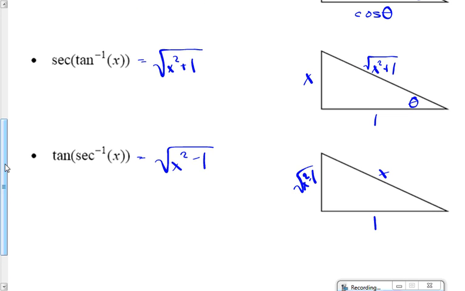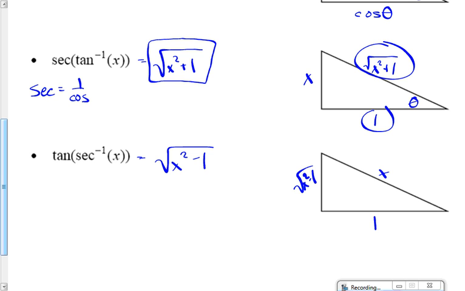One more time. Well, I guess the way I reasoned through it is I said that secant is 1 over cos, and cos is adjacent over hypotenuse, so it ends up being 1 over the square root of x squared plus 1. And there's probably other ways to think about it, but I've got 1 over, and I just multiply top and bottom by the root, and I end up with that.